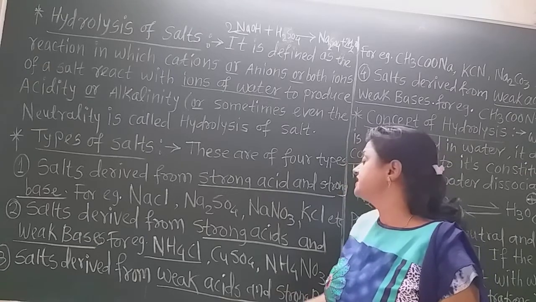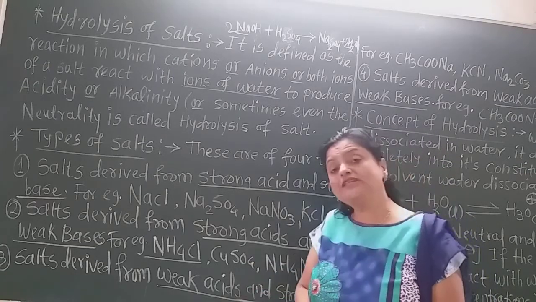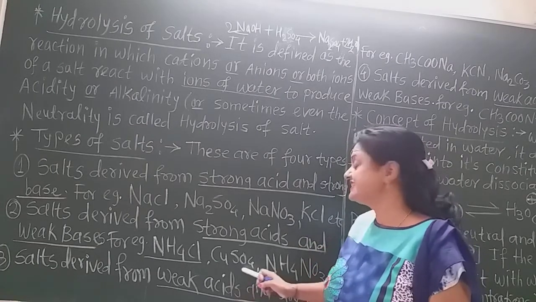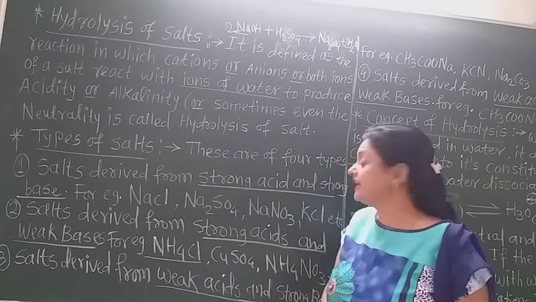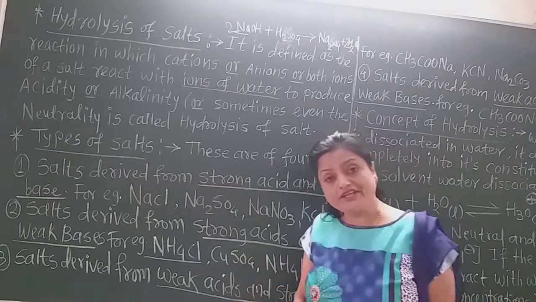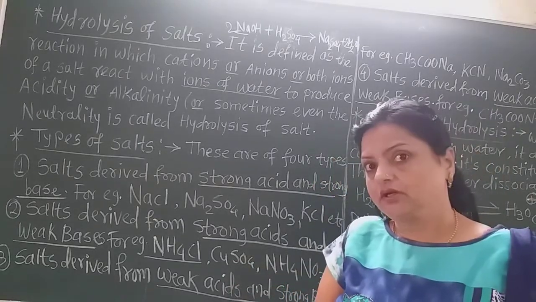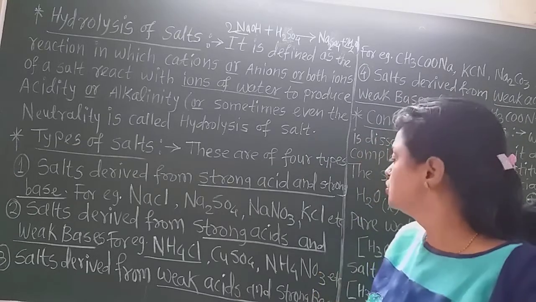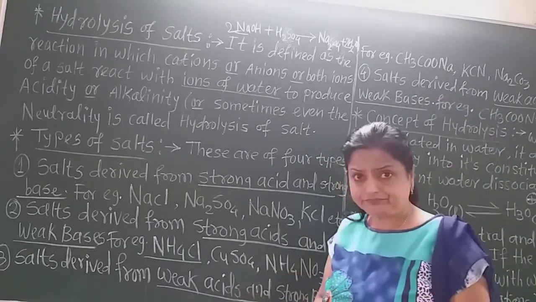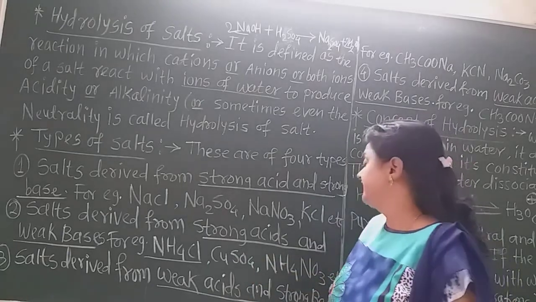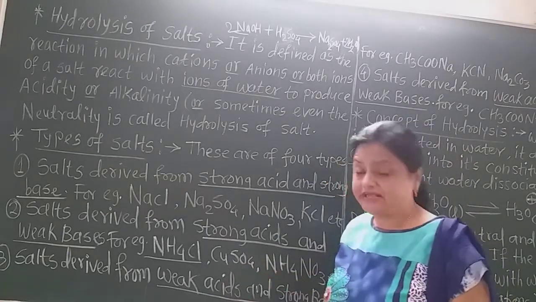Now next one is copper sulfate, which is also a salt of a strong acid and weak base. Sulfuric acid, H2SO4, is the strong acid, and Cu(OH)2, copper hydroxide, is the weak base. So CuSO4, copper sulfate, is a salt of a strong acid and weak base.